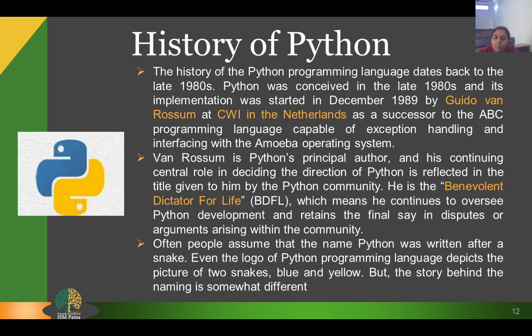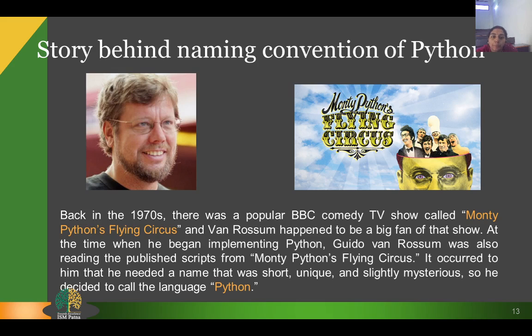Sometimes people assume that the name Python was taken from a snake. In fact, in the logo you can see two snakes, one blue and one yellow. But it's not. There is no logic of having two snakes in the logo. Something different decided the name of Python. Here is the story behind the naming convention of Python.